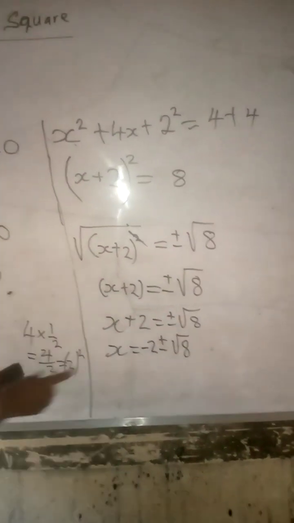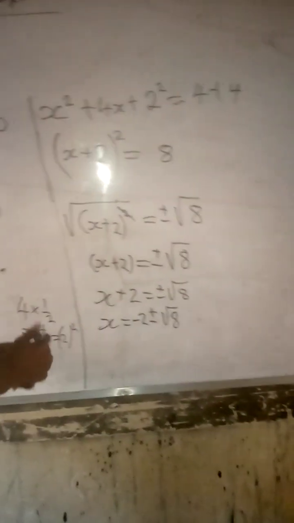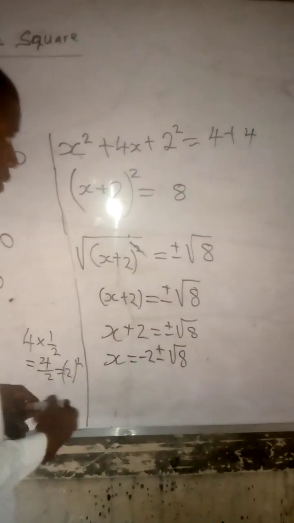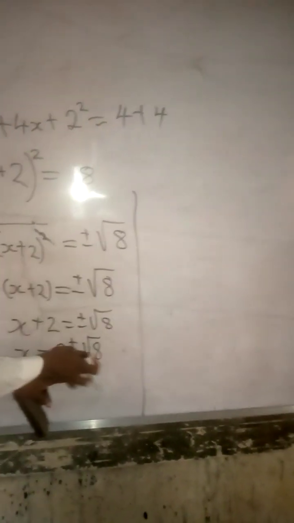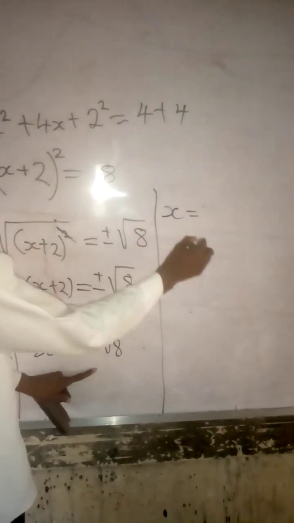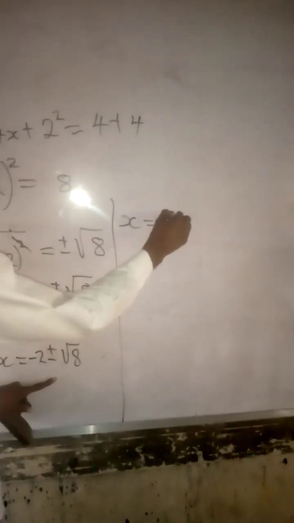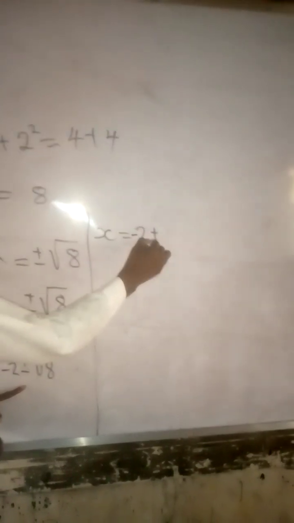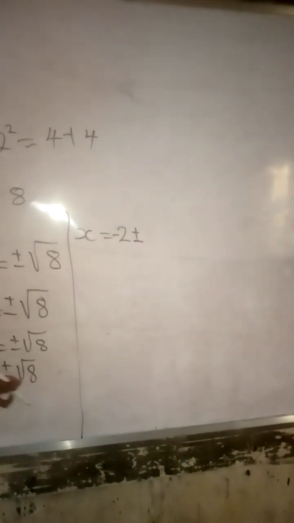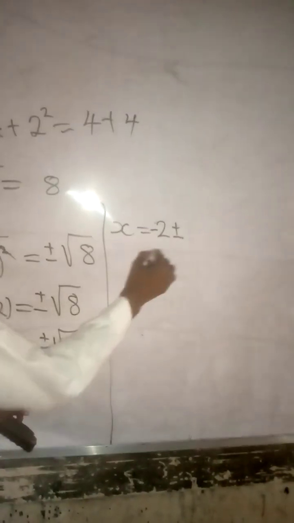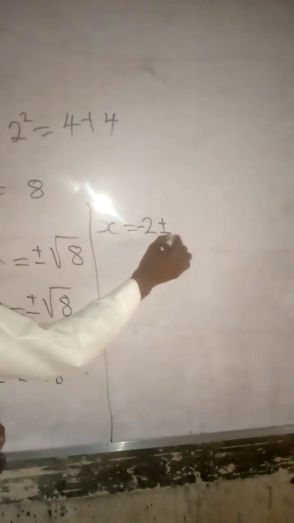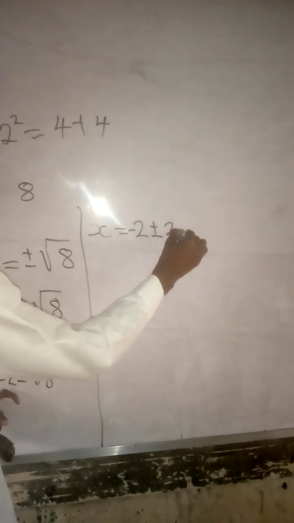You can leave your answer like this, or you can solve it further. If you are here, you are done, but it's good that you prove that you know it. So you take x is equals to minus 2 positive negative, and you press your calculator. Square root of 8. What is the square root of 8? It's 2.8.